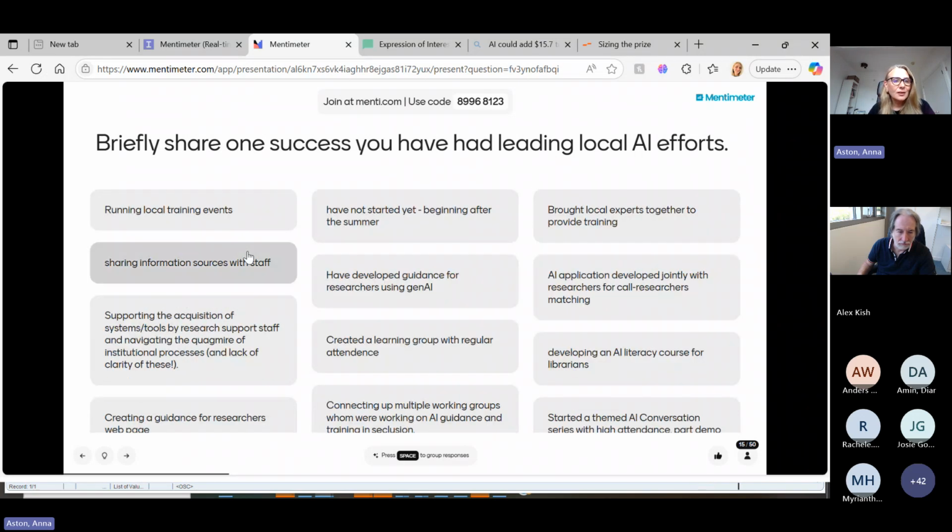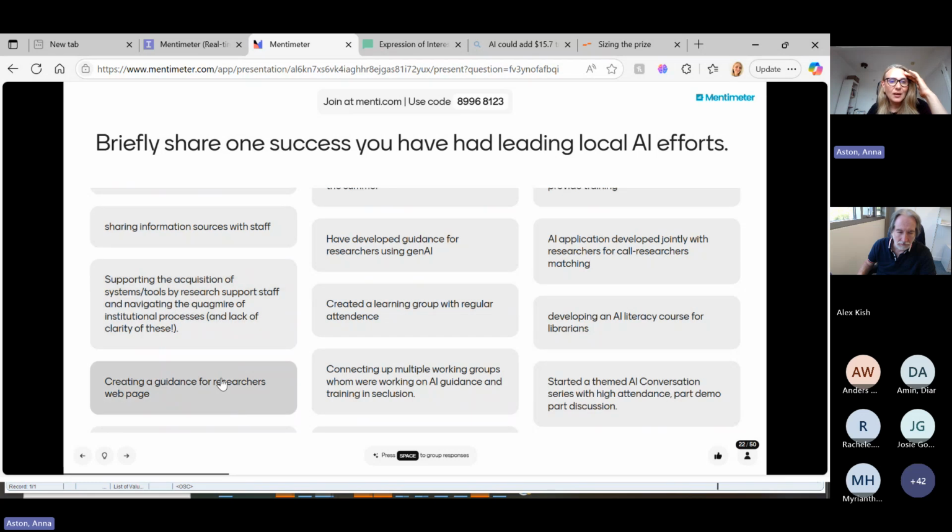Okay, so I'm going to read your answers: running local training events, not started; brought local experts together, really good. There is always a lot of knowledge, especially in our institutions. Sharing information and resources with staff, developing guidance, really good. Having guidance is very reassuring for everyone. AI application developed jointly with researchers, really good; supporting the acquisition of systems and tools, very interesting.